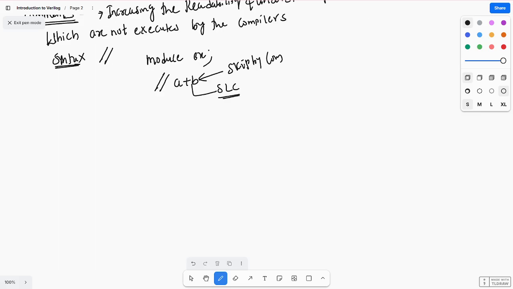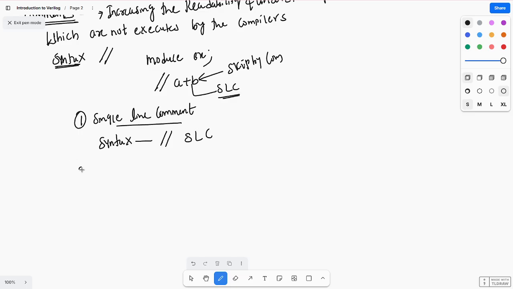So how do you declare a single line comment? The syntax is two forward slashes followed by the comment text, like SLC, single line comment. Like this you can write.